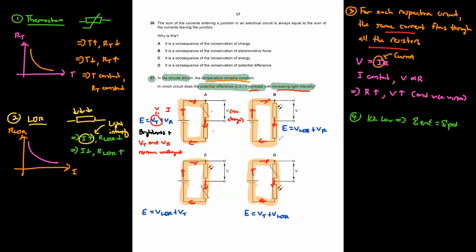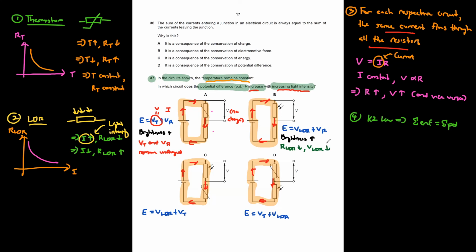Then if you move on to circuit B, what happens when my brightness increases? When your brightness increases here, the resistance of your LDR would decrease. So the voltage across your LDR would drop.